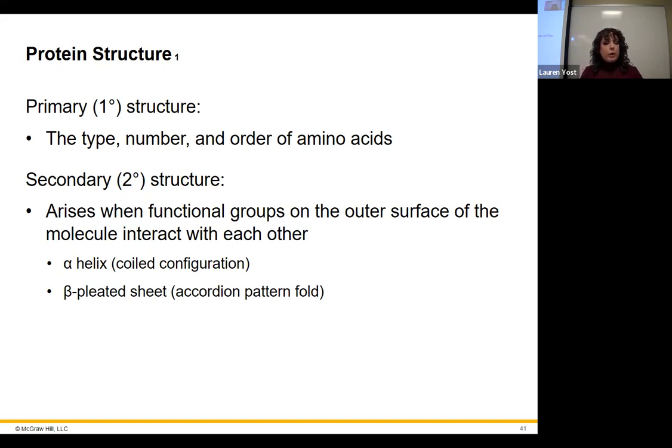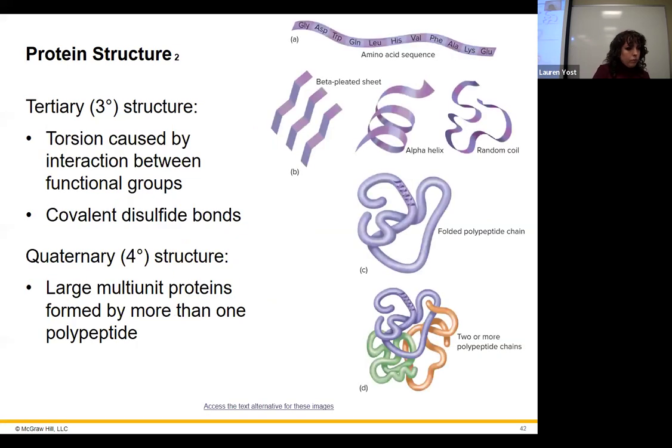The secondary structure of a protein is whenever those R groups that were sticking out, some of them polar, some of them not, start interacting with one another to create basic structures like the alpha helix, which is just a twist, and the beta pleated sheet, which is an accordion pattern fold. It folds flat, then turns, then flat, then turns, and that's all it is. So beta pleated sheets and alpha helices are our secondary structures, based on those outer surface groups.